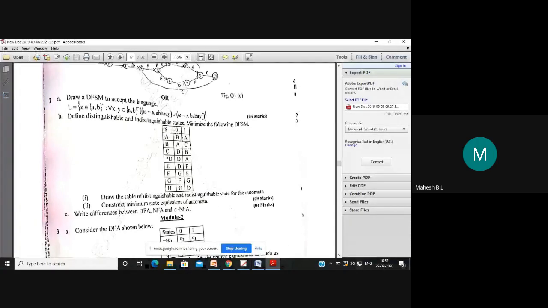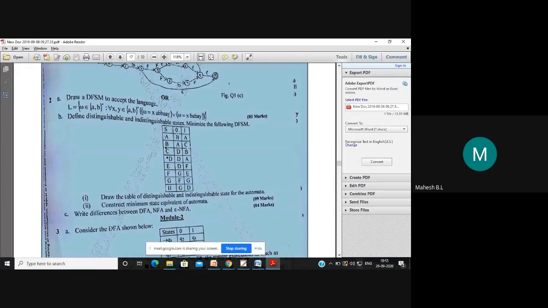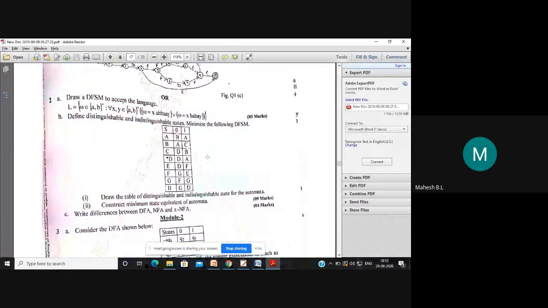Okay, so here, this is actually delta. 0, 1 are the symbols, and these are the states. A, B, C, D, E, F, G, H are the states. So you need to minimize this. So you can try this. Just consider this particular example.